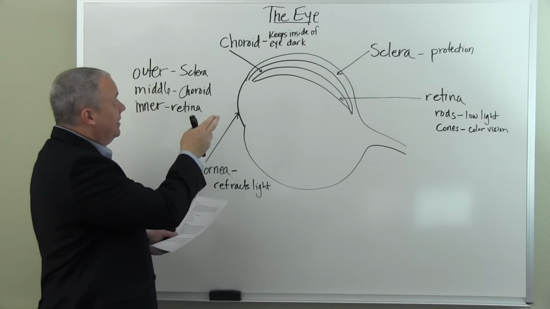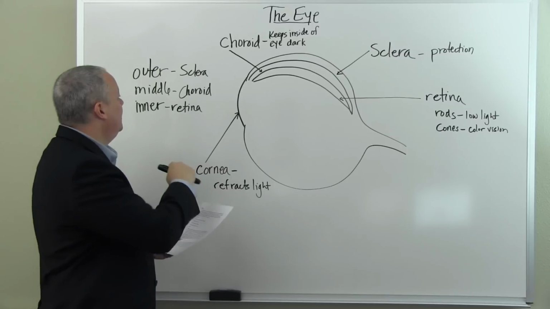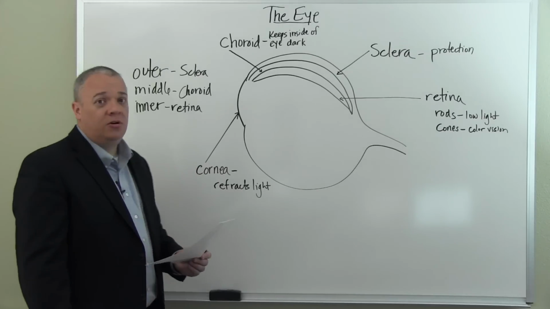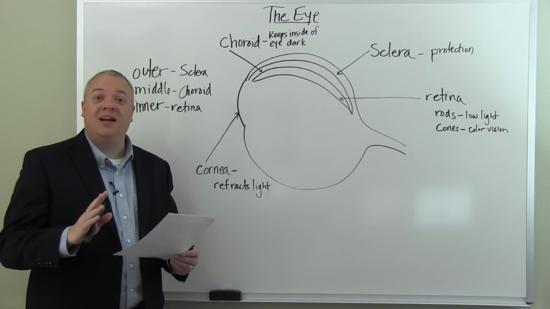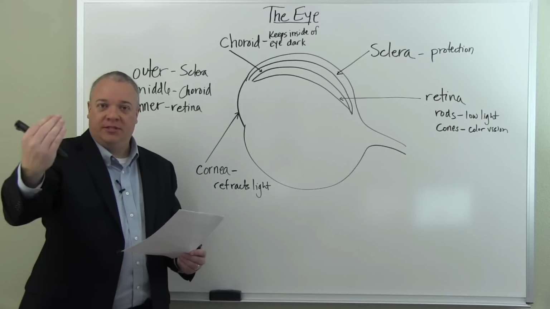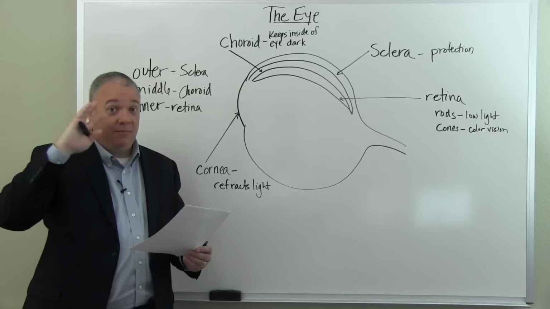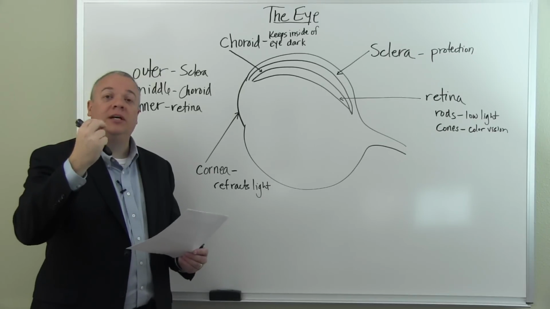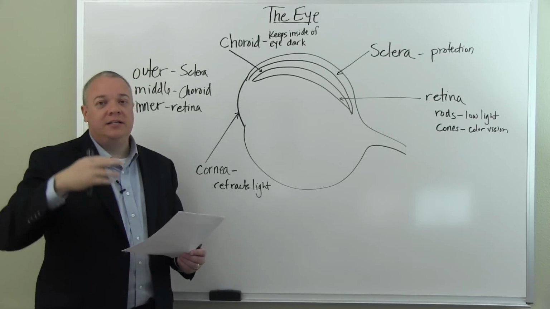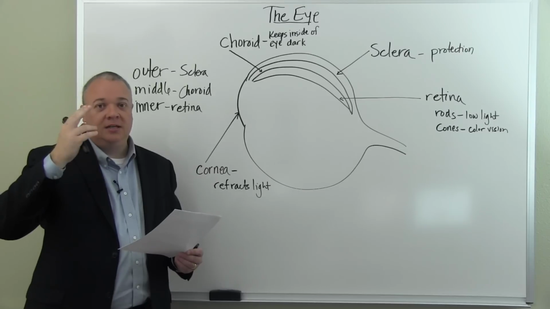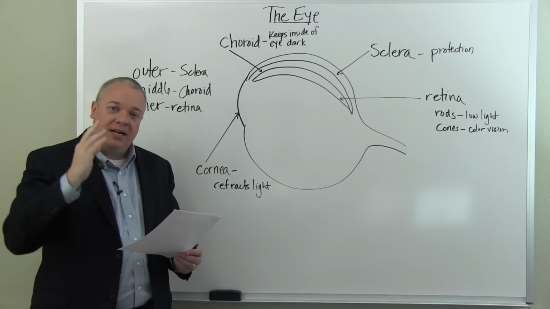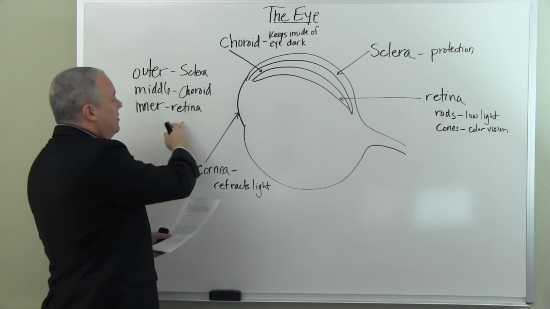The middle layer of the eye wall is called the choroid. The choroid's job is basically to keep the inside of the eye dark. You're trying to receive light from the outside for vision. You can't have light coming in from all sides. It's got to come through a very narrow and small area, and so basically you've got a protective layer, a layer that creates darkness, and then you've got an inner layer, and this inner layer is called the retina.